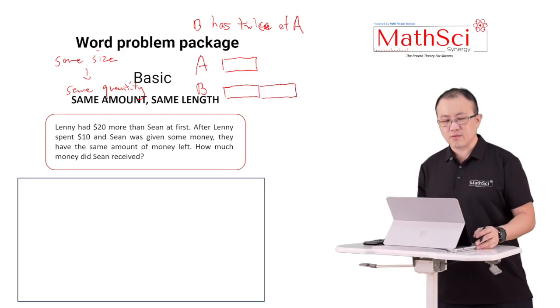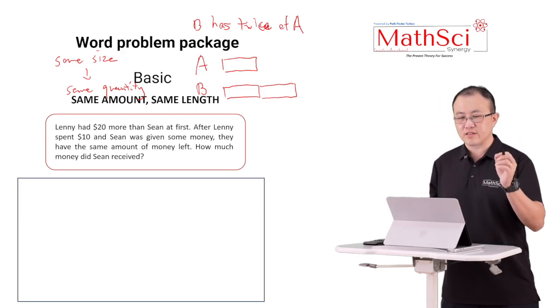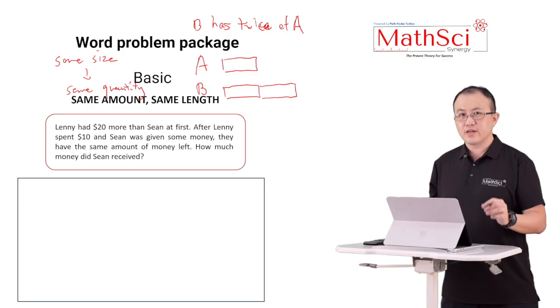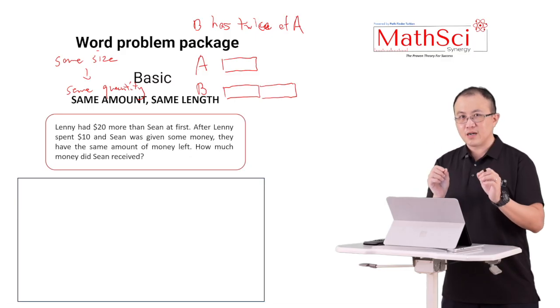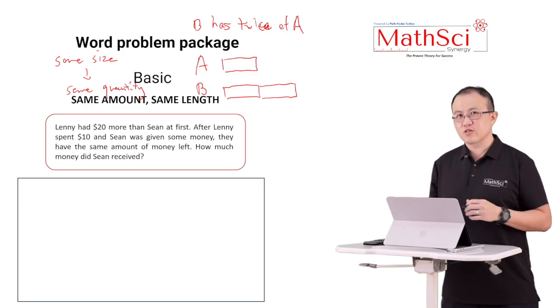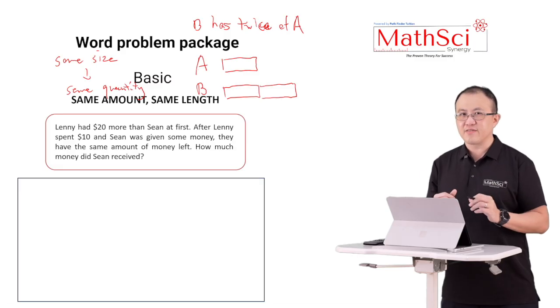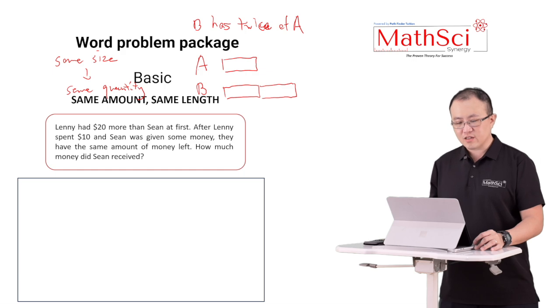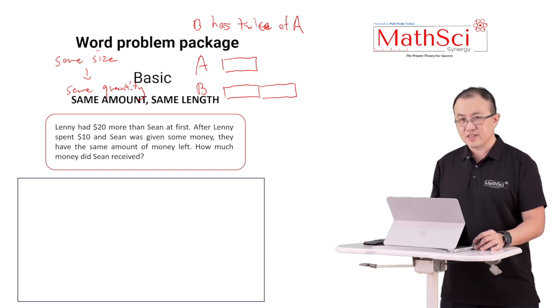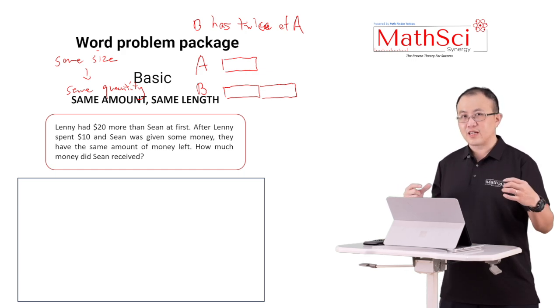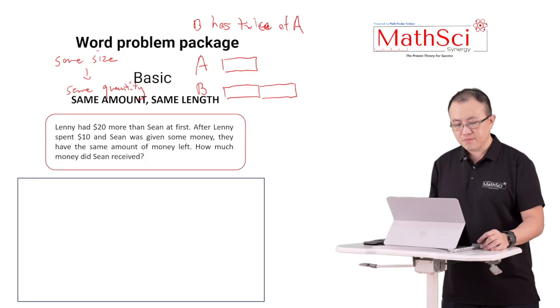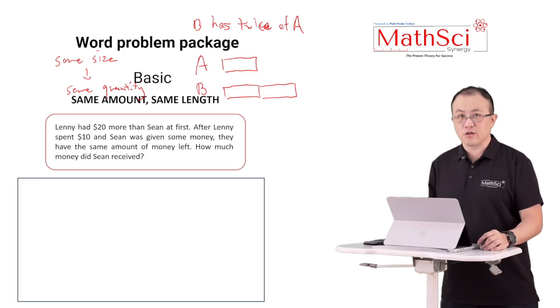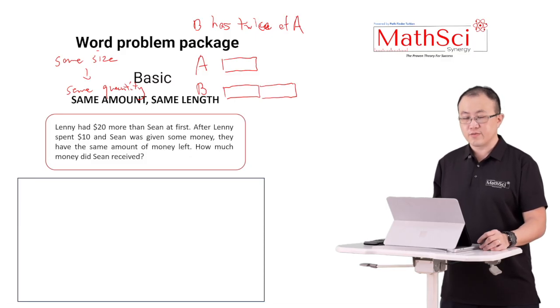Coming to today's lesson, the first common skill set you need for model drawing is the same amount at the end of the day. There will be changes in quantity, and at the end you have the same amount. So let's look at this question. Lenny has $20 more than Sean at first. So later on, when we draw the model, the Lenny one has to be a bit longer. Then after Lenny spent $10 and Sean was given some money, they have the same amount of money left. The question asks how much money did Sean receive?